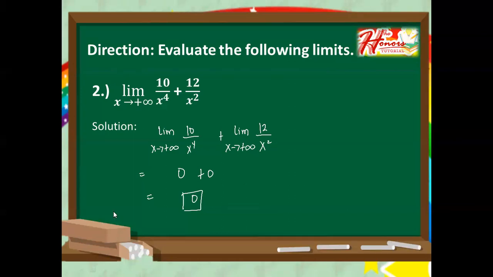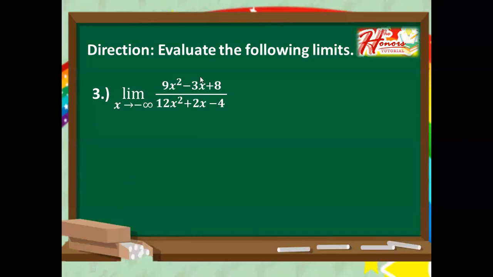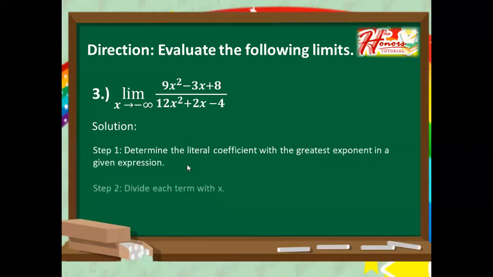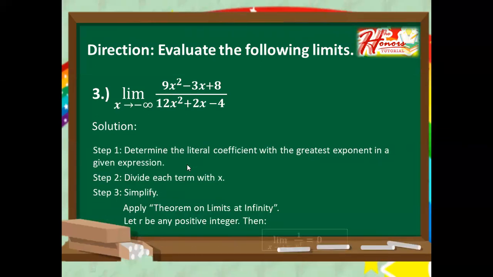Next, number 3. For number 3, we have here the steps. Steps are the same. Determine the literal coefficient with the greatest exponent in the given expression. And step 2, divide each term by x, not just x, because our literal coefficient with the greatest exponent is x squared. So the exponent of x here should be 2.